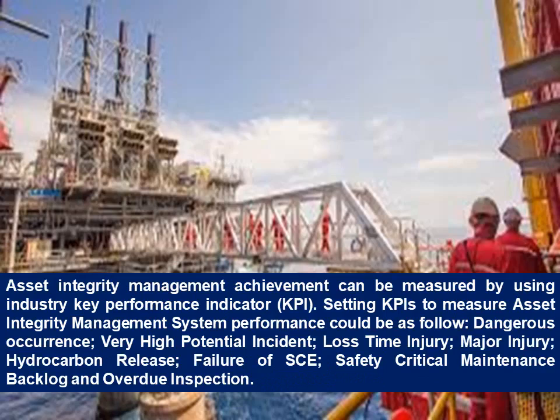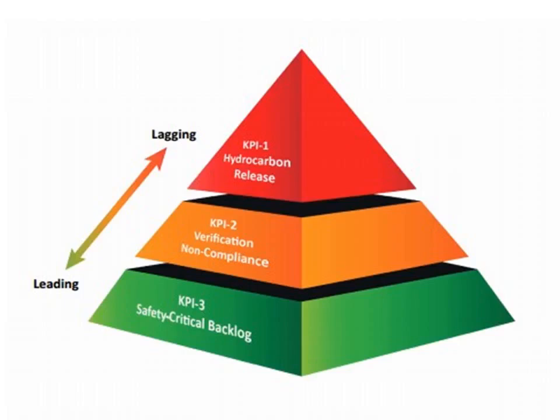Asset integrity management achievement can be measured by using industry key performance indicator (KPI). Setting KPIs to measure asset integrity management system performance could be as follows: dangerous occurrence, very high potential incident, lost time injury, major injury, hydrocarbon release, failure of SCE, safety critical maintenance backlog and overdue inspection. A typical KPI pyramid shown here.